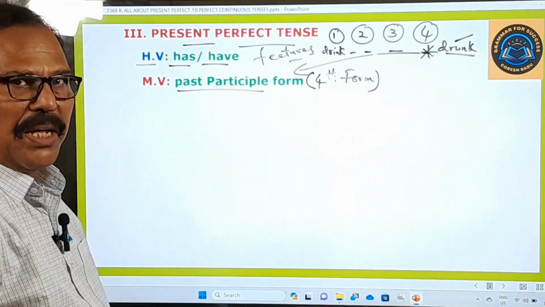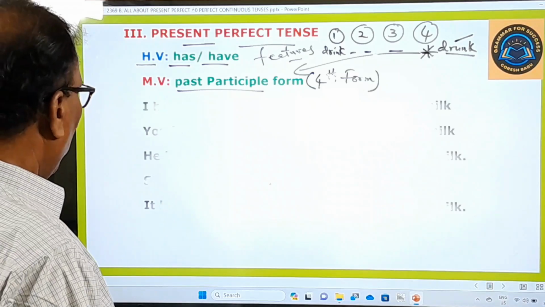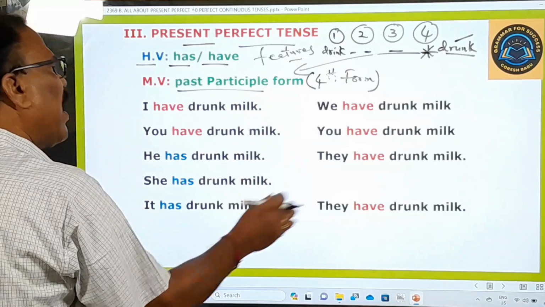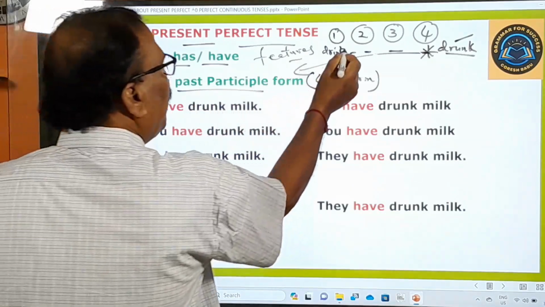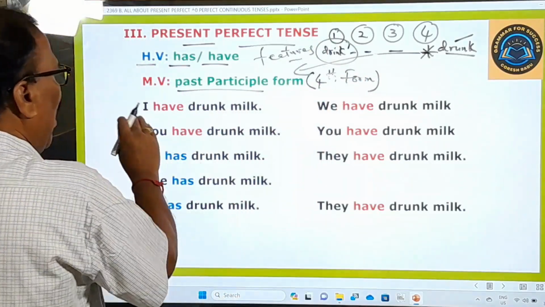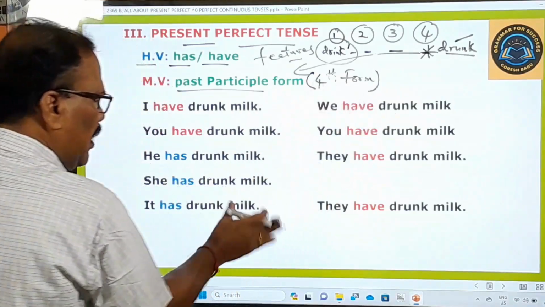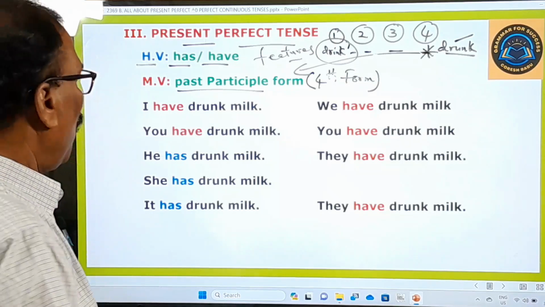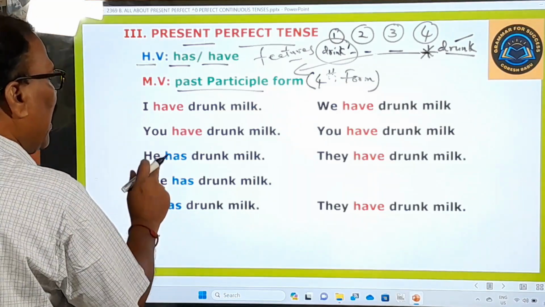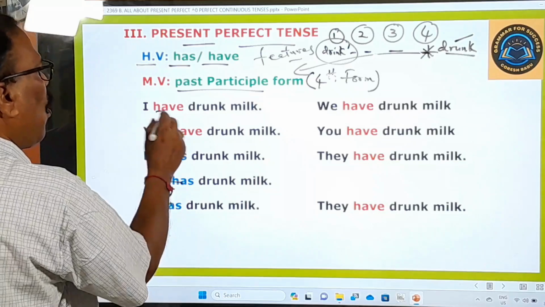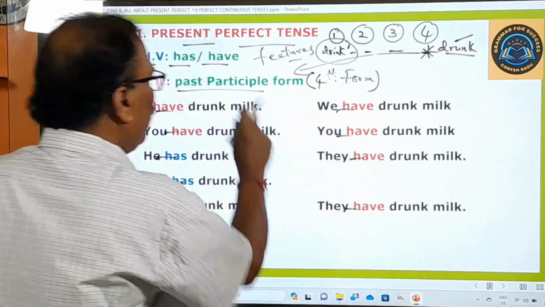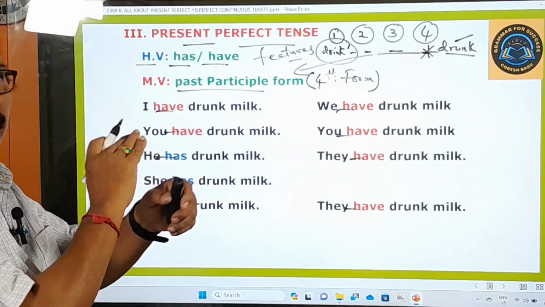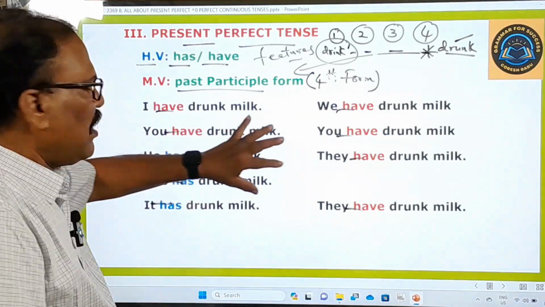Let us see the shape of the present perfect tense, with the example verb drink. I have drunk milk, we have drunk milk. Now you can see that if you have observed this subtense, you understand that only in the third person singular the helping verb has is used. In all other persons the helping verb have is used. So this is established.